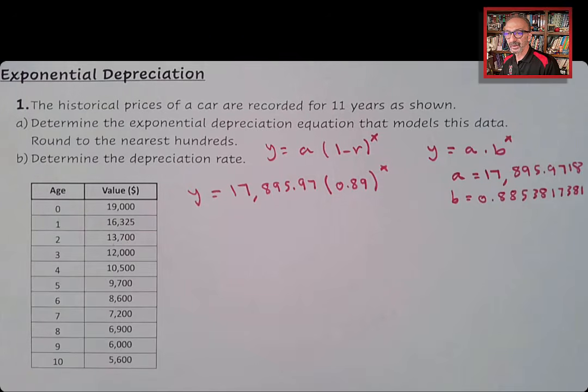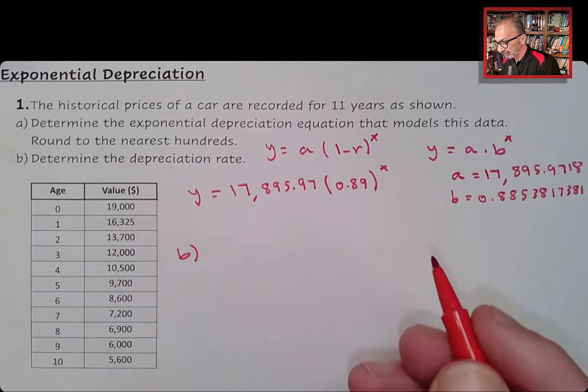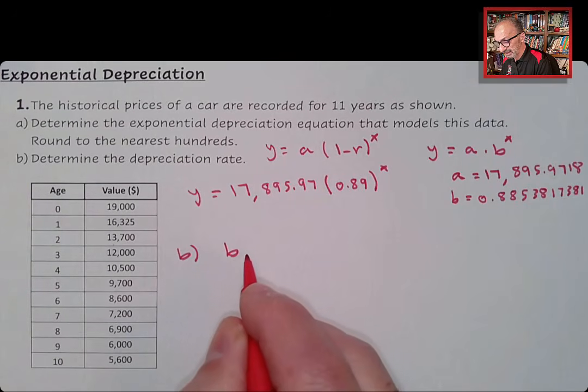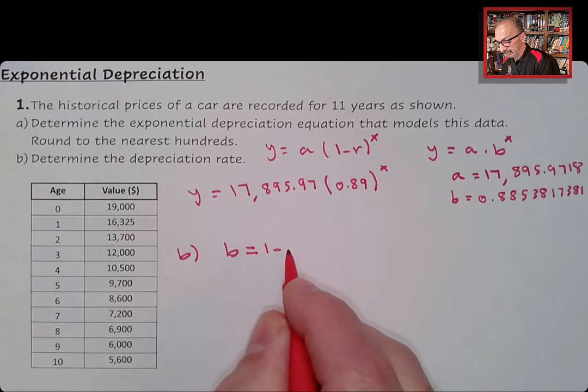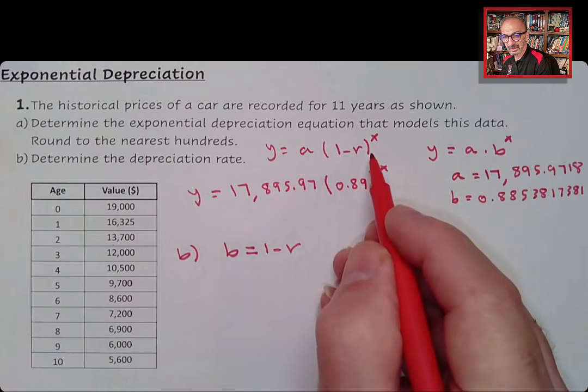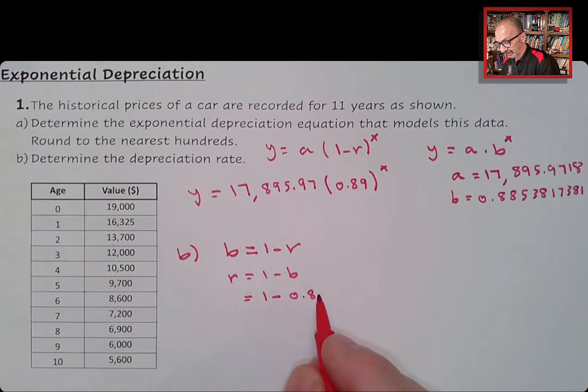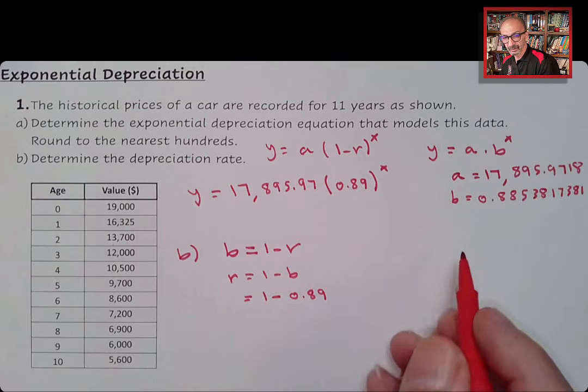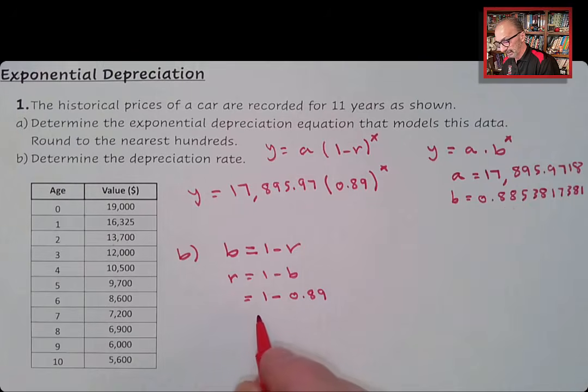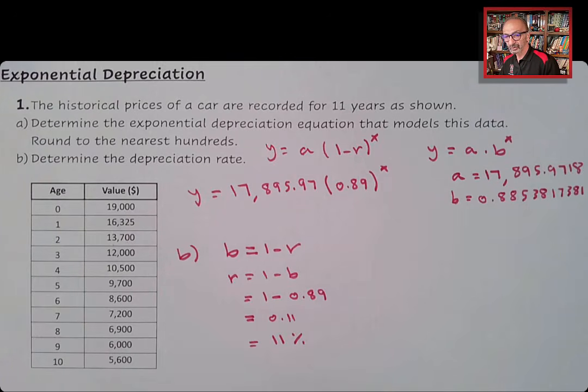That is part A. Now part B says determine the depreciation rate. Well, the depreciation rate is R. We have B equals 1 minus R. If you switch B and R, we get R equals 1 minus B, or the difference. And that is 1 minus 0.89, when we rounded the base B, which is 0.89, and that will give me about 11, or 11%. That is the depreciation rate. So the car prices are depreciating with 11% every year for 11 years.